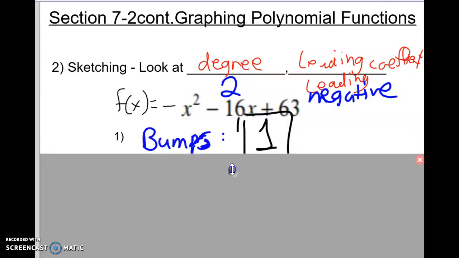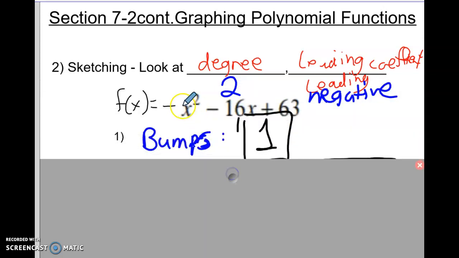First thing you need to know is the number of bumps in a graph. So you have 2 minus 1 is the number of bumps. It's going to be 1 bump. And that makes sense. It's a quadratic. It should either open up or down, like a parabola. How many bumps are in this one? 1 and 1. Because the leading coefficient is negative, it opens down. But we're going to go over that right now.